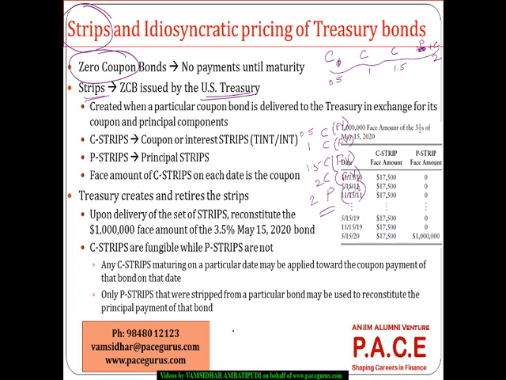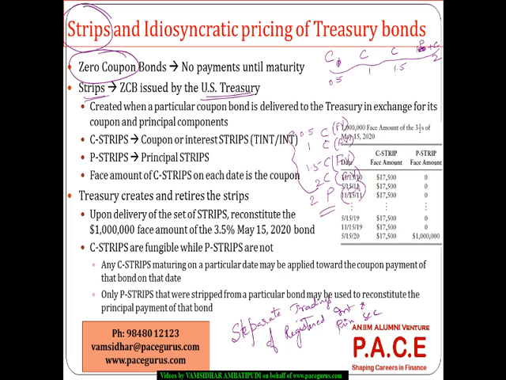Typically, STRIP is an acronym standing for Separate Trading of Registered Interest and Principal Securities. So here each interest and principal is broken up and they are treated as separate bonds altogether. So these are called C strips.